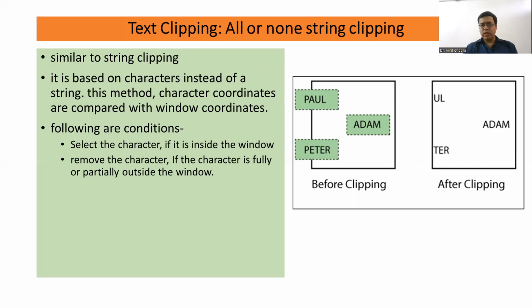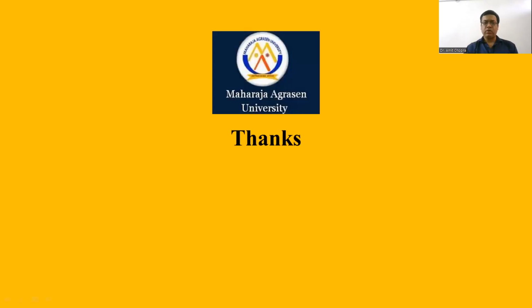Now we have different names: Paul, Adam, Peter. If we perform all or none character clipping, then we will get a result like ULTER, Adam. Adam is completely inside the window. However, for Paul and Peter, only some characters remain, like ANPE; the characters outside the window will be clipped out. Thank you. That's all for the session.